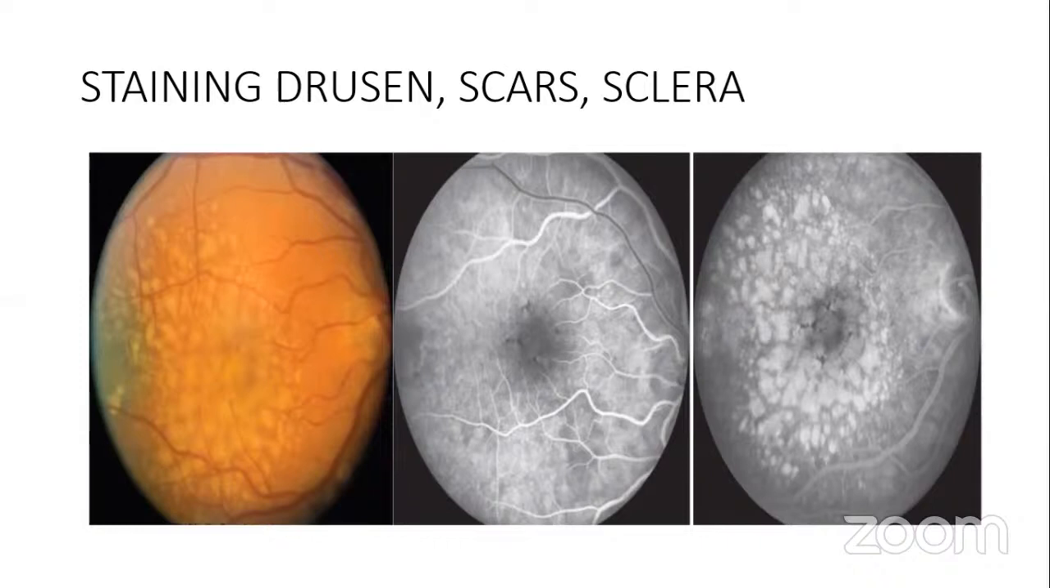So it's retaining dye. So it's the vessel, the retinal vessel, say perivascular staining, and then the scleral tissue. This is typical of drusen.